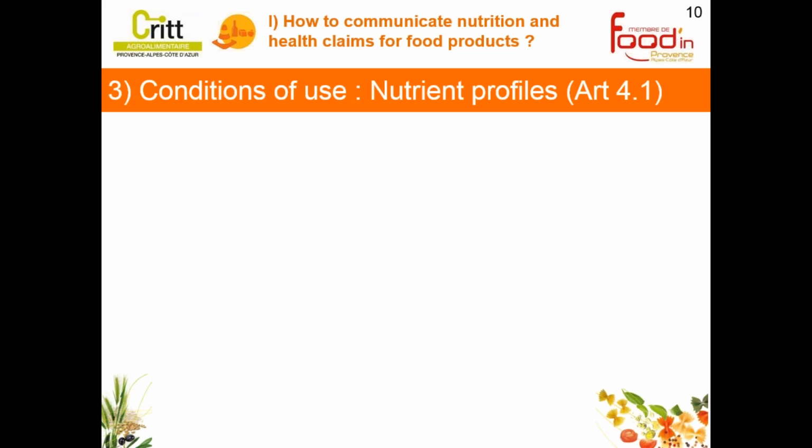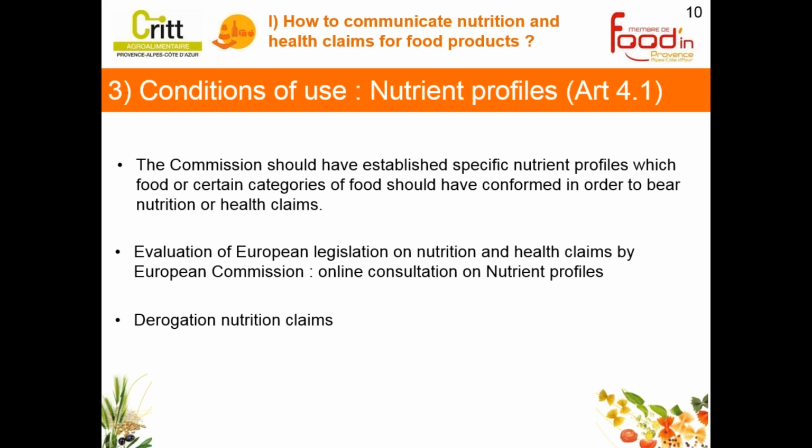Since the adoption of the regulation in 2006, the implementation of the regulation remains incomplete since nutrient profiles that had to be set by January 2009 have not been established. These are specific nutrient profiles which food or certain categories of food should have conformed to in order to bear nutrition or health claims. They should be established taking into account, in particular, the quantities of fat, saturated fatty acid, trans fatty acid, sugars, and salt, for example. Currently, there is an evaluation of European legislation on nutrition and health claims by the European Commission, and an online consultation has been launched about nutrient profiles. In all cases, there should be derogations.